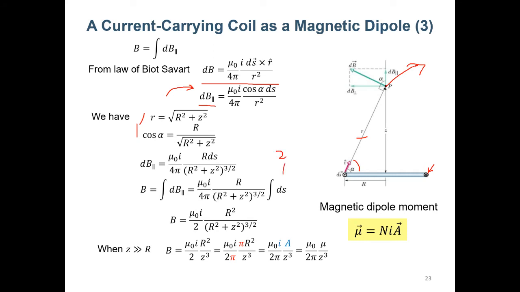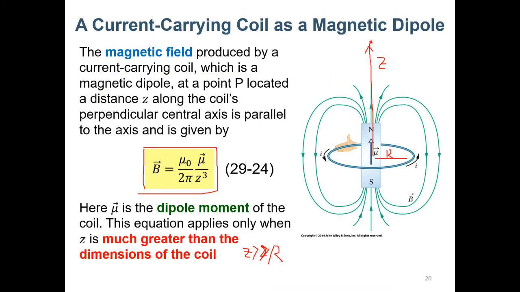So this one is nothing but 2 pi r. So the 2 pi and this 4 pi cancel, so 2 remains, and then r and r become r squared. So B will look like this, and we assume z is much larger than capital R, so that this term can be ignored. Then we multiply pi on the bottom and on the top. So pi r squared is the A, and iA is mu, the magnetic dipole moment. So we derive the formula here.